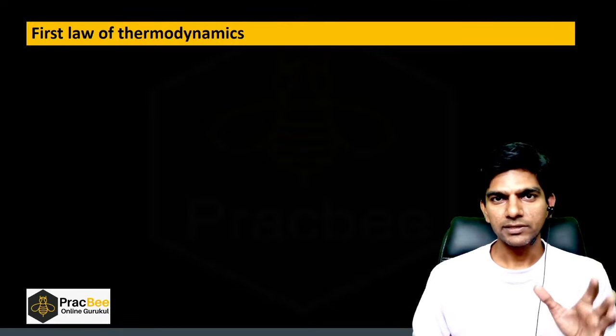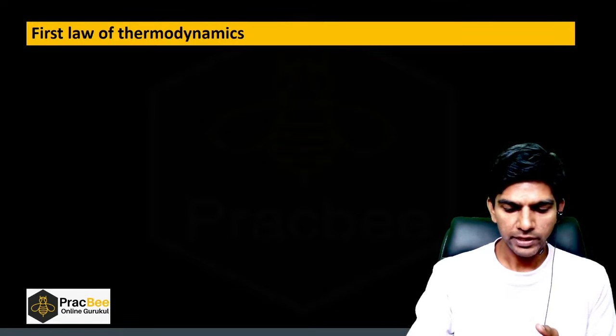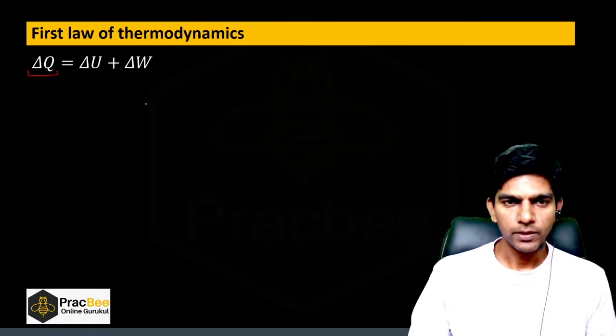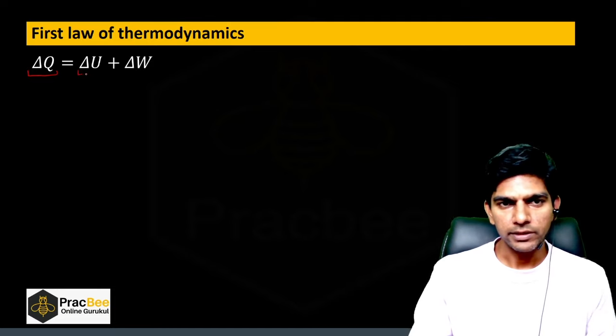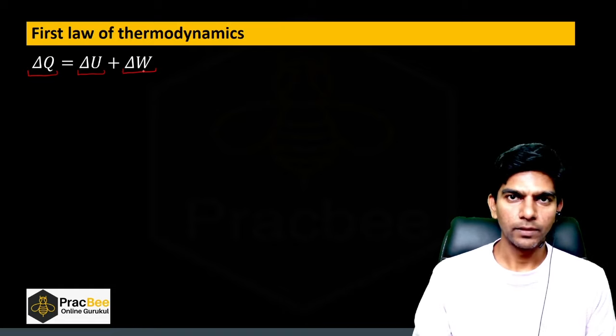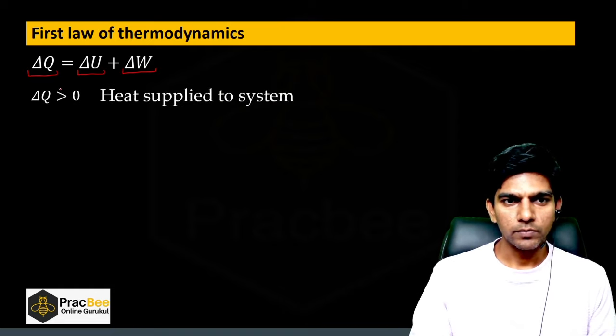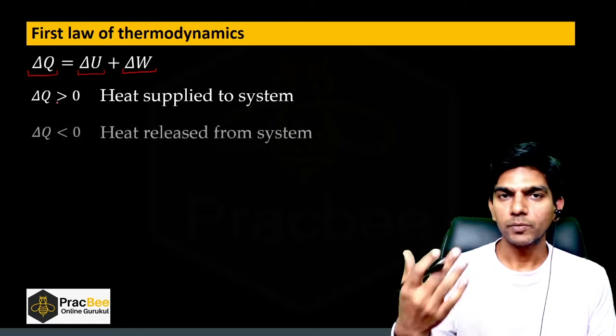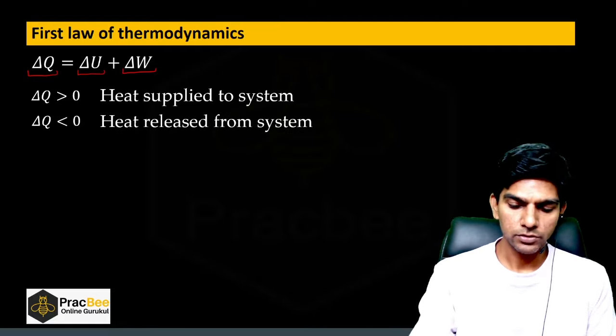Right. So now let us see another concept, that is the first law of thermodynamics. So what is this law? Suppose there is a thermodynamic system and you are supplying delta Q amount of heat energy. Some part of this energy will increase the internal energy and the remaining part will do the work. Now, this delta Q will be positive if we are supplying heat to the thermodynamic system. It will be negative if the heat is being rejected from the system.